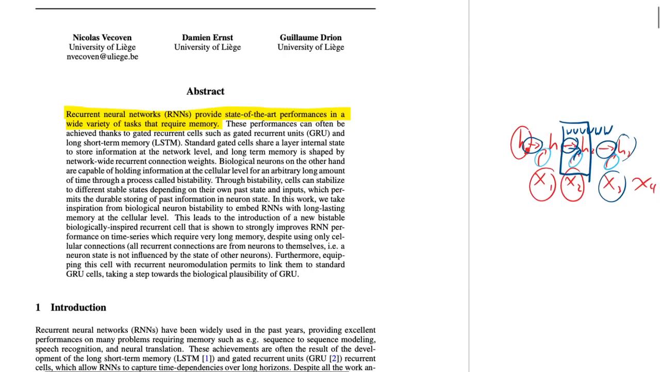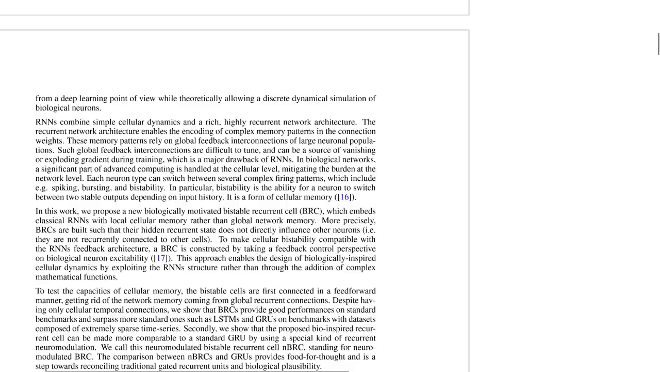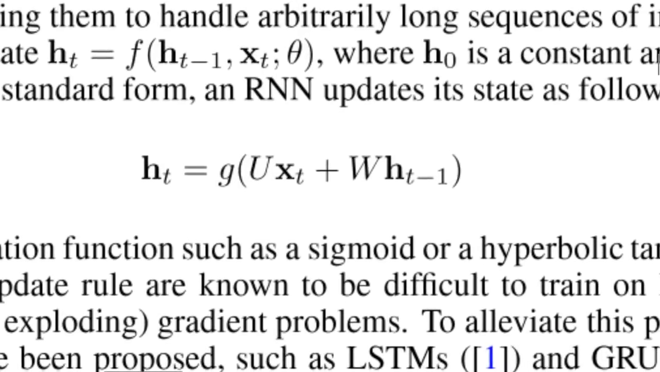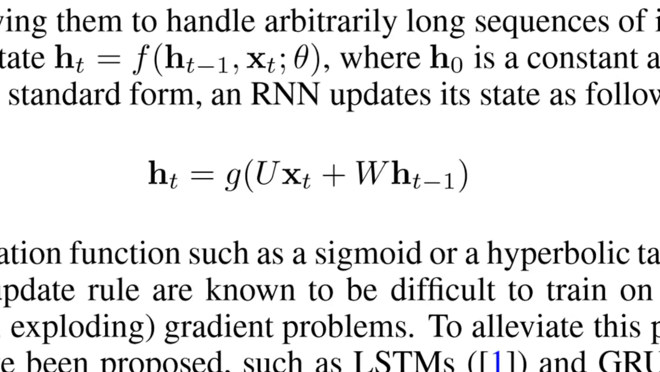So classic RNNs have looked like this right here. So the next hidden state is a nonlinear function g, and g can be some nonlinearity like a sigmoid or a hyperbolic tangent.